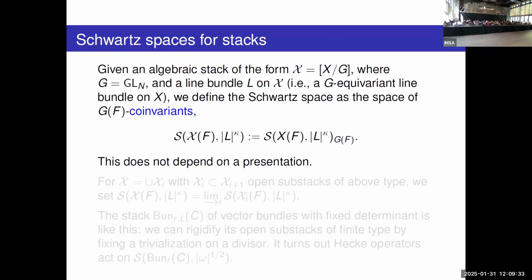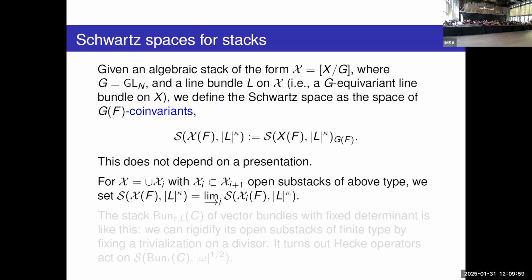You don't actually have to do it for a group. You can start with any presentation. By the way, this also works in the Archimedean case, and this was considered by Sakellaridis. So yeah, there is an Archimedean story as well. So if your stack is not necessarily of finite type, like the stack of bundles, you can apply this construction to open substacks of finite type, which can be presented as such quotients, and then pass to the limit.